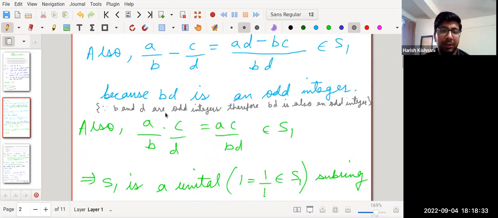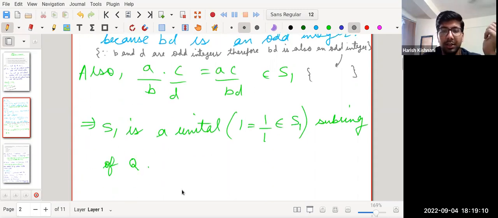We need to now check the properties regarding the multiplication operation. So a/b times c/d is ac/bd. Now it is inside S1 again, due to the same reason. As b and d are odd integers, bd is also an odd integer. So if a/b and c/d belong to S1, then ac/bd will again be inside S1. And associativity is already inherited by Q. So thus S1 is a unital subring of Q.